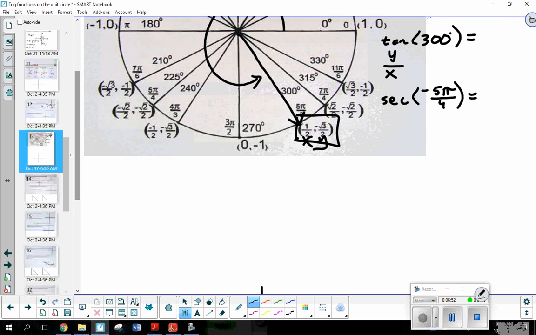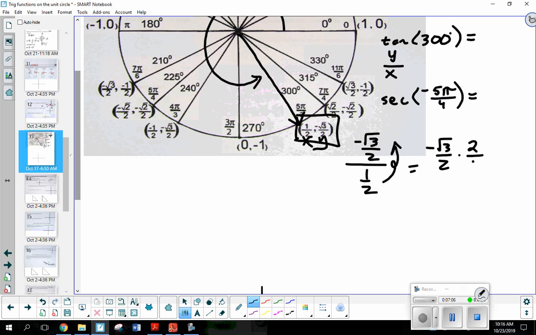Okay, so let's see here. I'm going to take the y value, negative square root of 3 over 2, divided by 1/2. What happens when you divide by a fraction? Hey, you're going to multiply by the reciprocal. So this is negative square root of 3 over 2 times 2 over 1. Well, those 2's are going to cancel, so it looks like tangent of 300 degrees would just be negative square root of 3. Okay. See, I did to that ordered pair what tangent told me to do. If I'd had cotangent of 300, then I would have taken the x value and divided it by the y value.